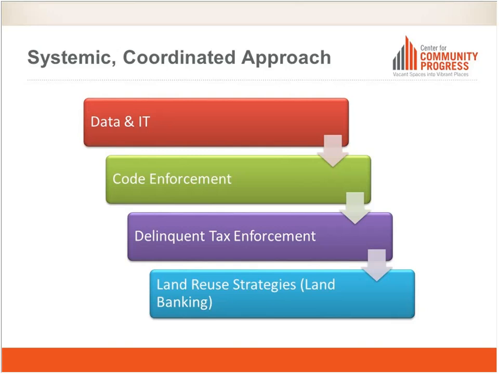Code enforcement is bolstered by close connections to the delinquent tax enforcement system, where code enforcement liens, if they're unpaid, can be put on the property tax bill. So they are elevated to that same level, where if we have to focus on a transfer of the property, we can use the delinquent tax enforcement system to do so.